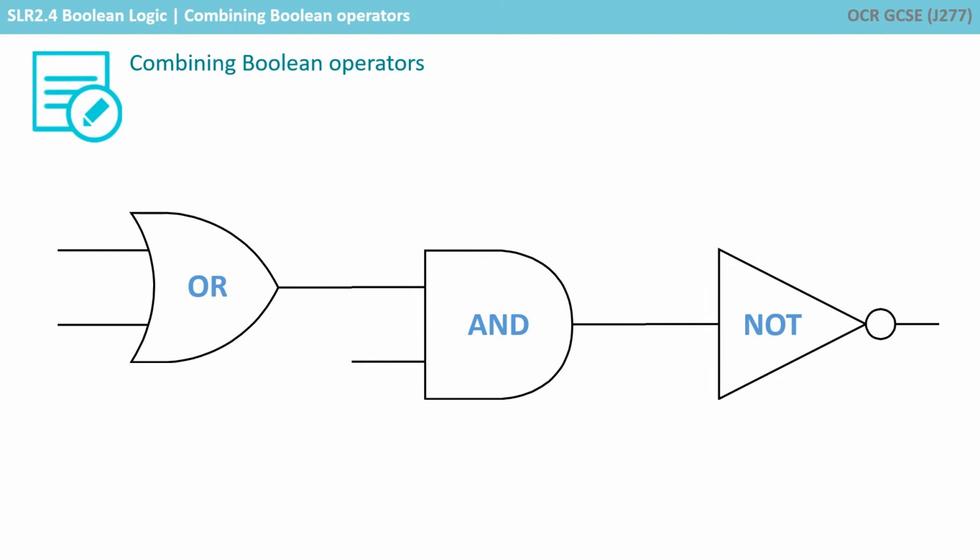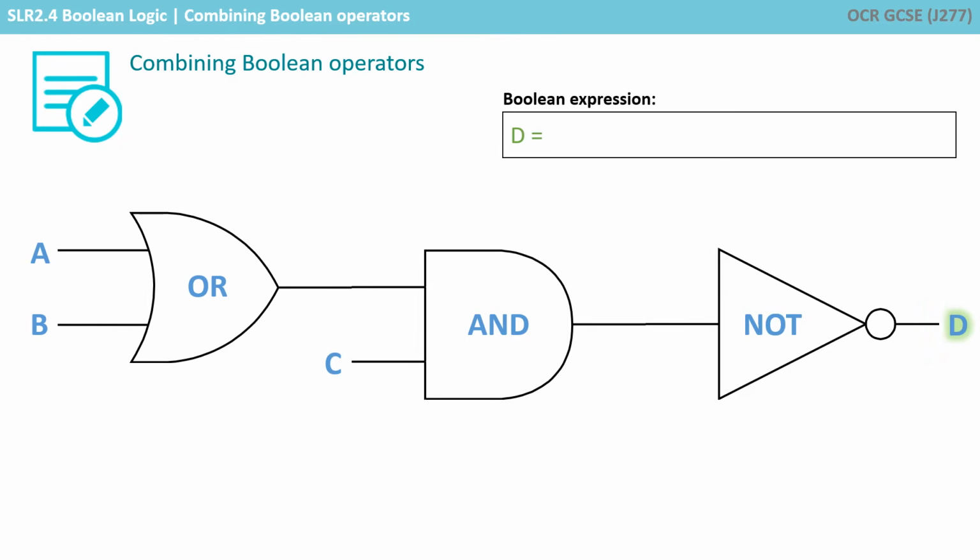Okay, so let's have a look at another one. Here we have three gates in sequence. We have an OR gate, and that's leading into one of the inputs of an AND gate, and that's leading into a NOT gate. Again, we start by labeling up all the inputs and the final output. Our Boolean expression is going to be D is equal to, so the output is equal to, not C and the output of A or B.